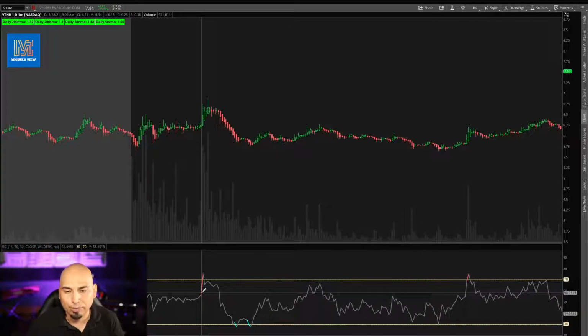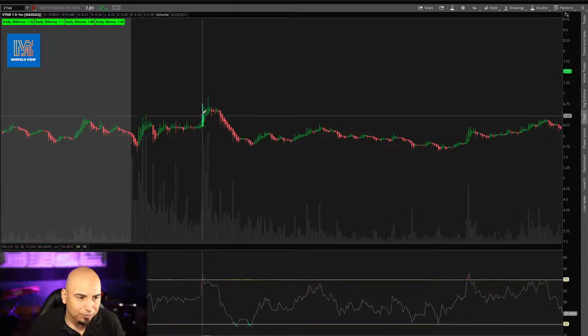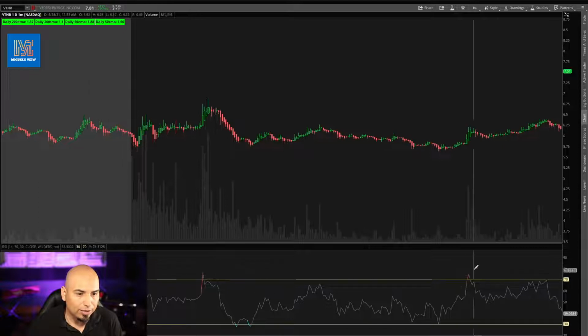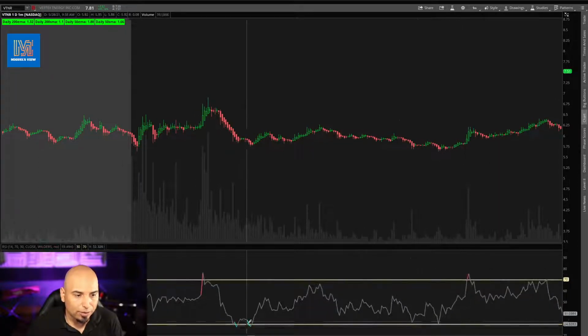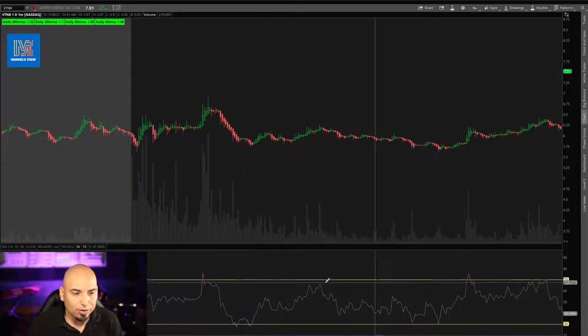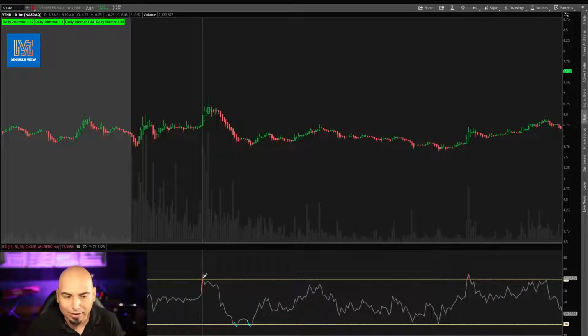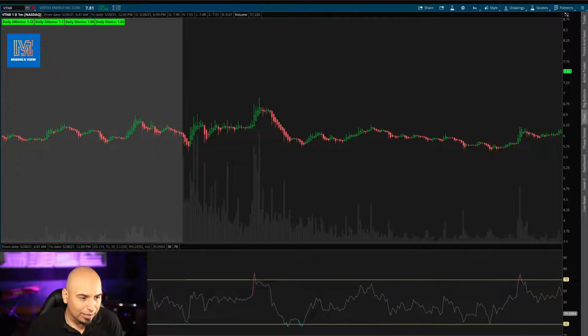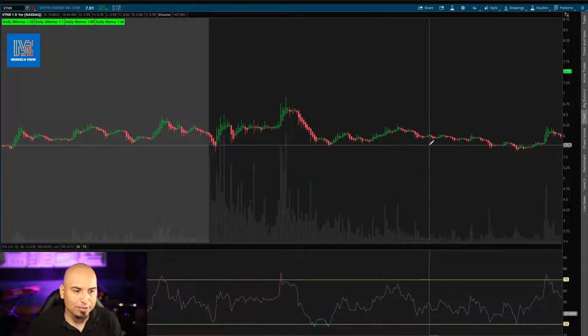You want to wait for a pullback. You want to wait for confirmation. And then you want to execute. You don't just want to chase when the RSI is already at the overbought areas. You want to buy when it's oversold. So oversold down here, overbought up here. That easy, right? It's not rocket science. But now I'm going to teach you how I use the RSI to make winning trades.